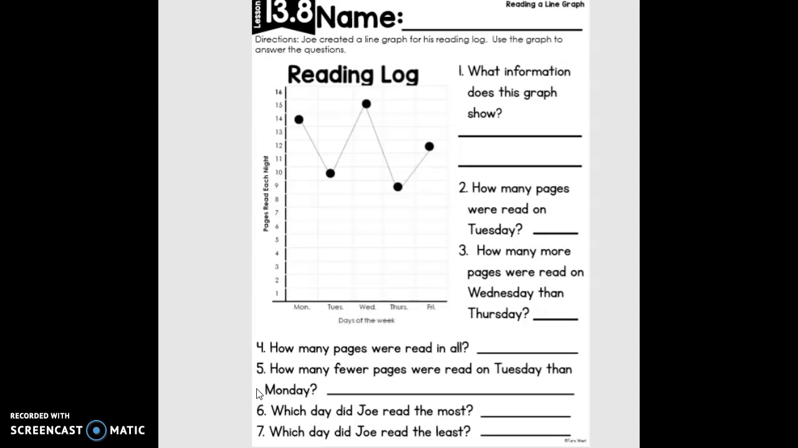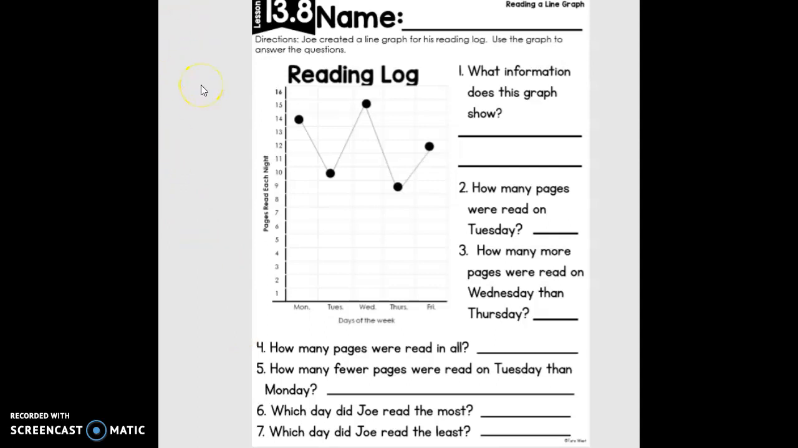Number 5, how many fewer pages were read on Tuesday than Monday? Number 6, which day did Joe read the most? Remember what most means. Number 7, which day did Joe read the least? Remember what least means.